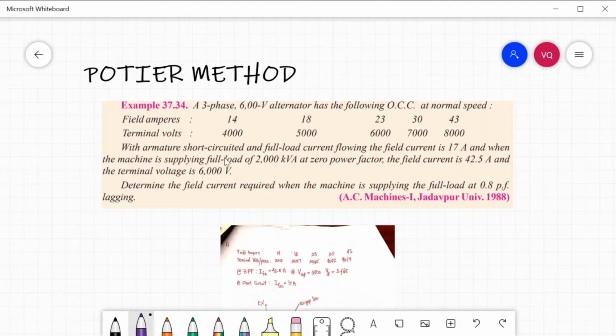So this 6000 volts is in 3-phase. Determine the field current required when the machine is supplying the full load at 0.8 power factor lagging. What we do here first is get the single phase of this terminal voltage because they are in 3-phase, so we will have a single phase analysis.